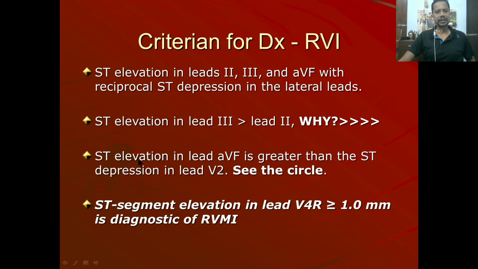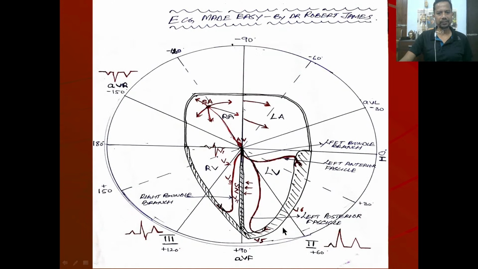Then ST elevation in lead aVF is greater than ST depression in V2. Now again the circle will show. ST segment elevation in aVR more than 1 millimeter is diagnostic of RV infarction. Now see, this is the right ventricle, V1, V2 is just out here only. Now this area is infarcted, so there will be ST depression in V1. Okay, and in lead 3 also the changes will be seen.